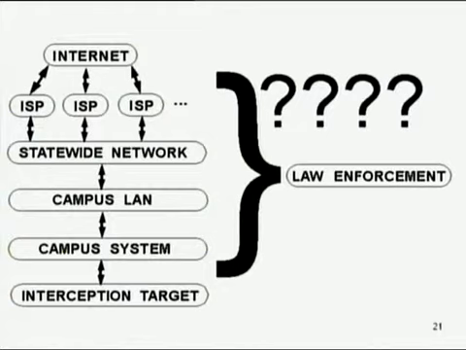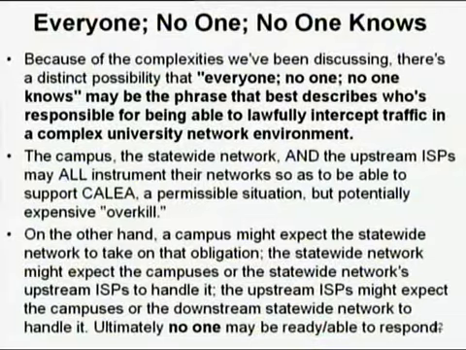And the obvious choice of a statewide network or campus LAN might not be applicable based on some of the exemptions we've just talked about. So everyone, no one knows. That's really the summary in terms of who's responsible for getting this data to law enforcement the way the law is currently written. And it's possible for all of these entities to instrument their networks to be ready if they're asked, but of course it's a tremendous financial burden that they simply don't want to undertake unless they have to.